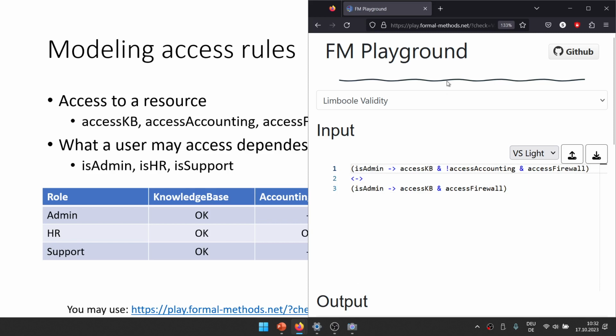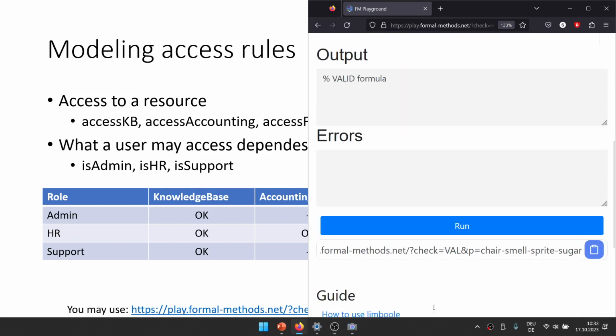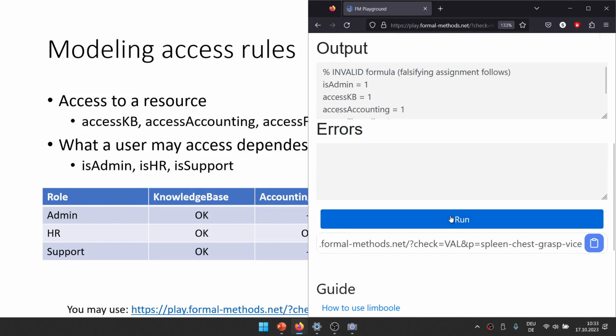So if we want to check it at the same time, we're just going to put the negation, and it's invalid. This means they're semantically not equivalent. So these two formulas are two different formulas in their meaning as well, not only syntactically.